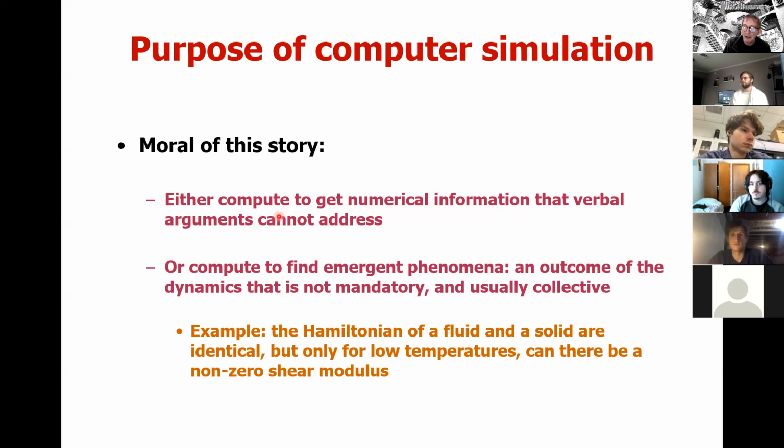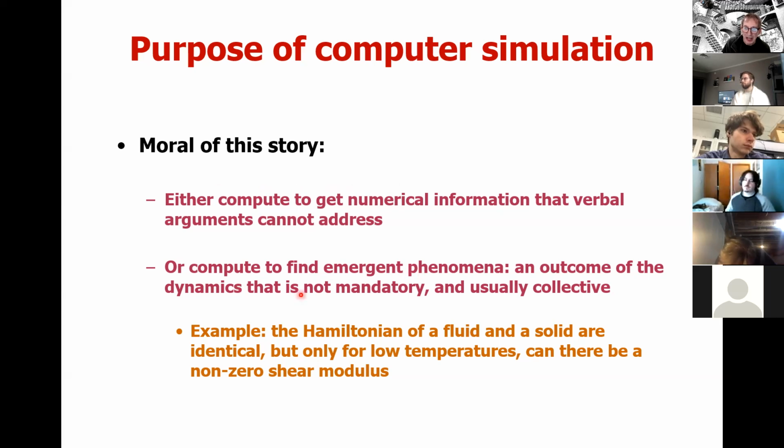You can't argue verbally why the band gap should be one number or another. It's just something you have to calculate. You can argue verbally about why there should be a band gap, whether this thing should be an insulator or metal or semiconductor or whatever. That you can understand theoretically, but to get some precise numerical information, you need to use a computer. So that's fine, and that's one good use of computers. The other thing you should do, though, is use a computer to find emergent phenomena.